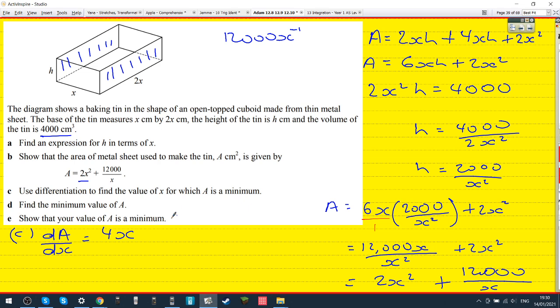Minus 1 or minus 12,000. And then minus to the power of minus 2. x to the power of minus 2.